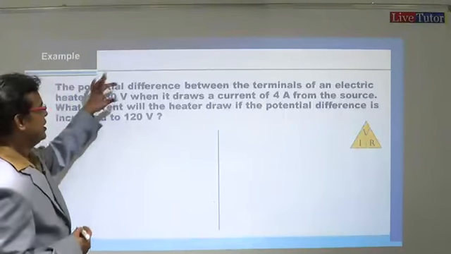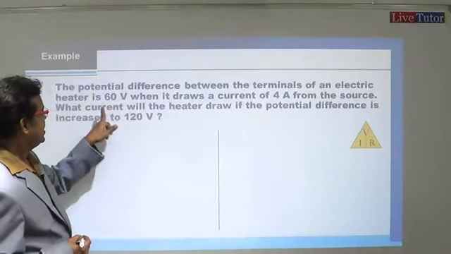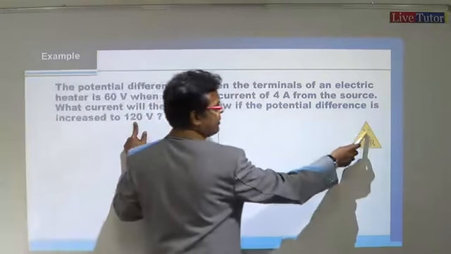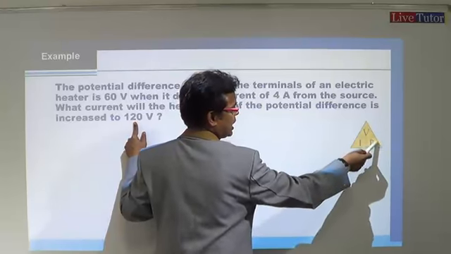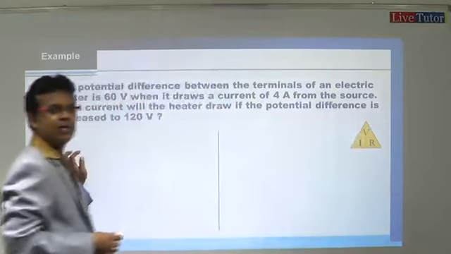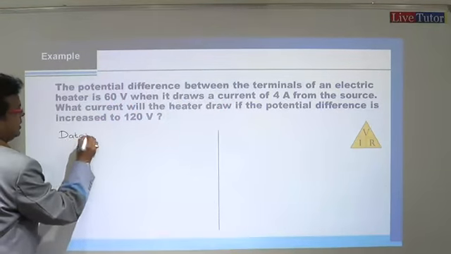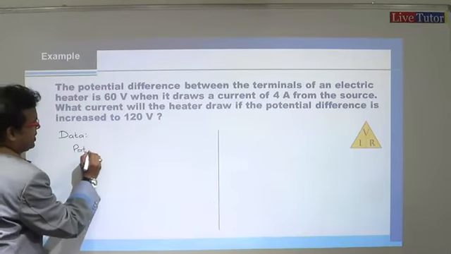Now let us take the first two lines. From the first two lines, what can you infer? They are asking current, potential difference is given. Potential difference is given, current is asked. What is required actually? Resistance is required. So, to find out the resistance, we have to use the first line. Okay? So, take the data first. The potential difference is given. What is that? Potential difference, right there.